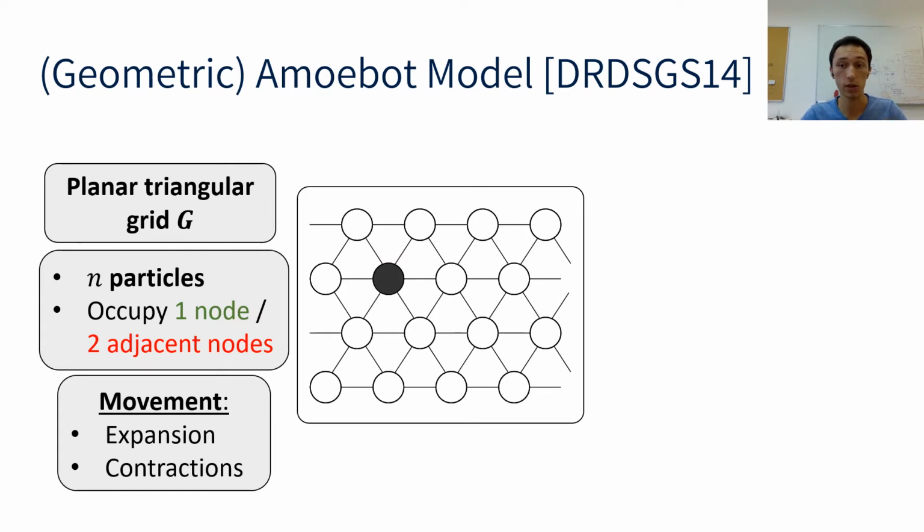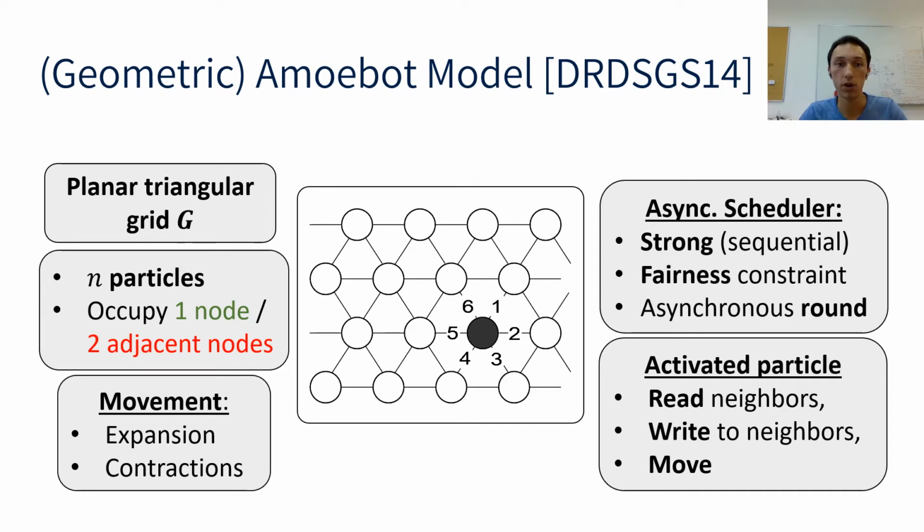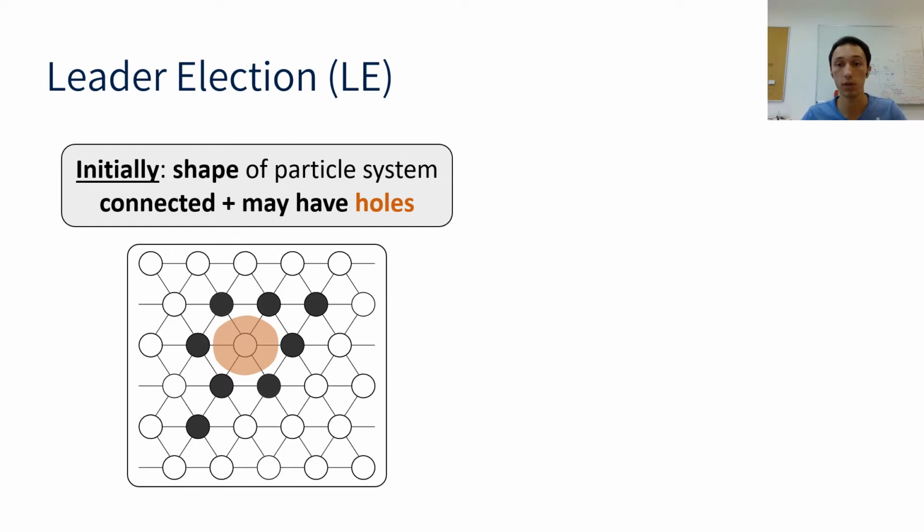We consider an asynchronous distributed system. This asynchronicity is modeled by an asynchronous scheduler. The scheduler is sequential. A single particle is activated at any time. This is called the strong scheduler in the amoebot literature. Additionally, the scheduler is fair. And note that in an asynchronous round, every particle is activated at least once. An activated particle reads the memories of its neighbors, then writes into their memories, and finally chooses to move or do nothing. Now that we have defined our computational model, let us introduce the leader election problem.